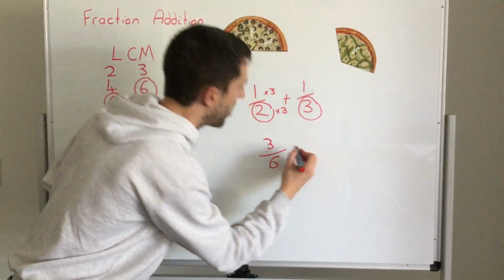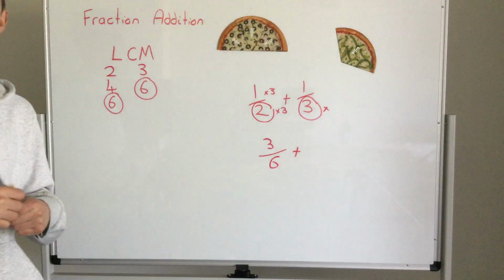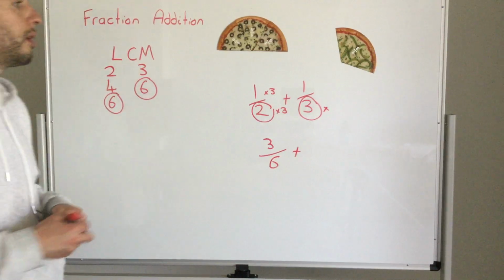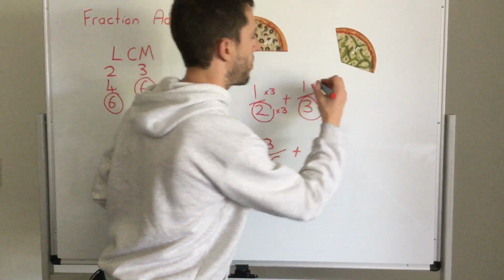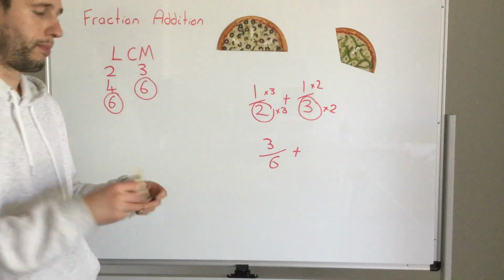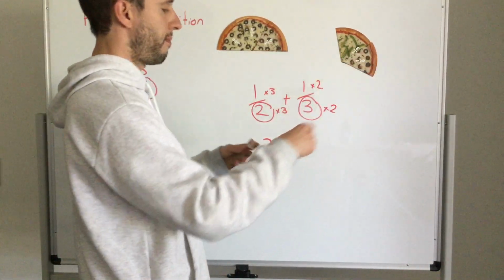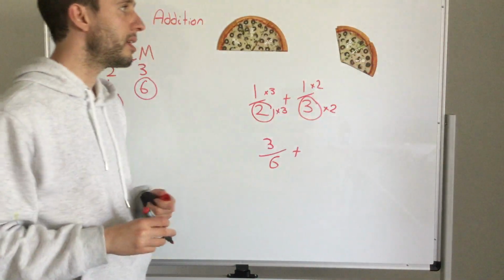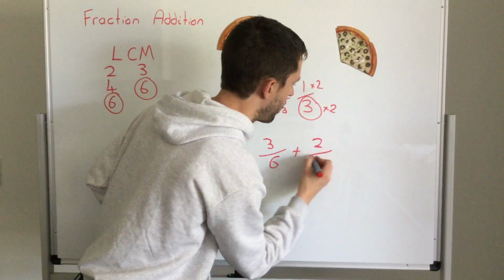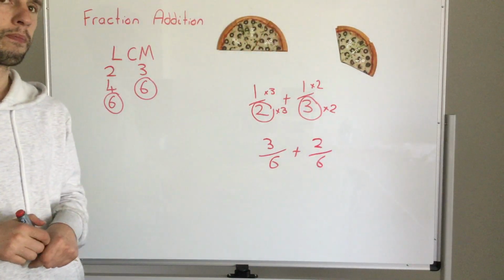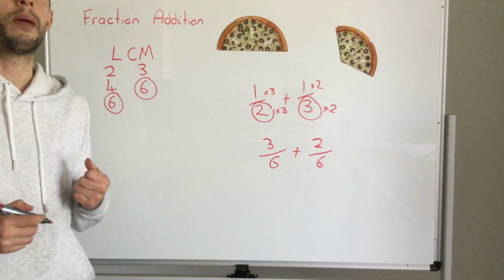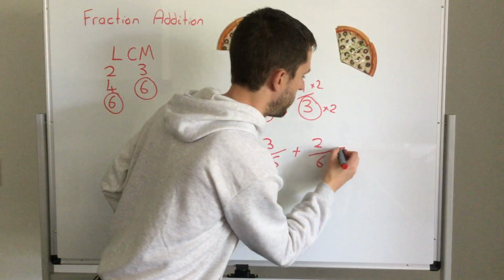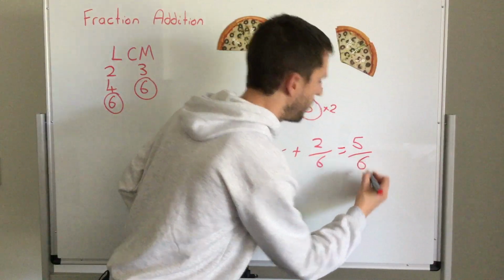So 3 sixths plus, again using our equivalent fraction knowledge, what do I need to times 3 by to get to 6? 2. So I multiply the numerator as well by 2. Again, if I look at the sixths, I've got 2 pieces out of 6. Now I just need to add the amount of pieces I have because they are the same size now. So 3 plus 2 equals 5 out of 6.